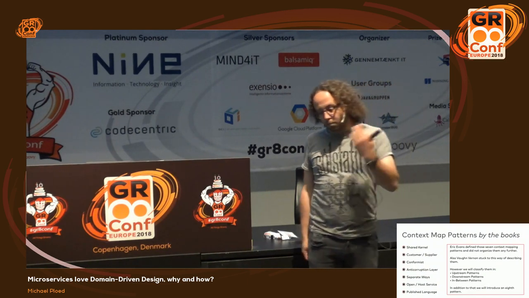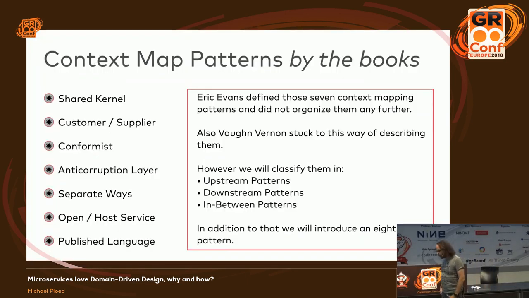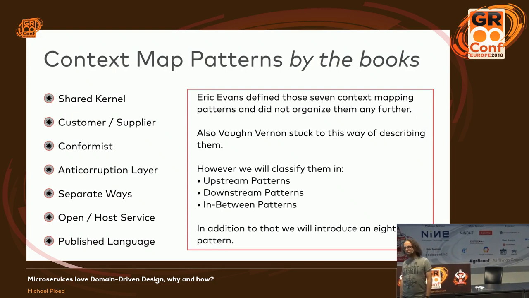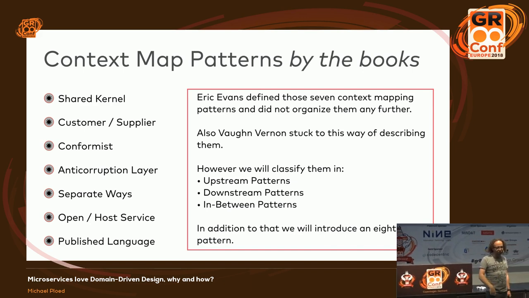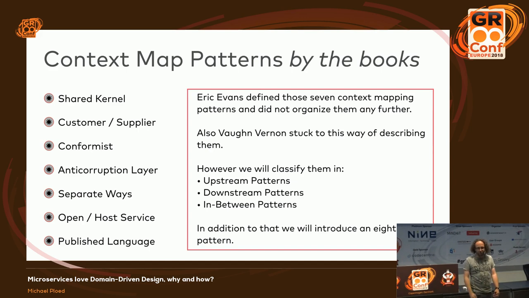Now, in the DDD books, Eric came up with seven patterns for the context map. They are detailed at the left side of that slide. However, I personally think that those patterns are a really good idea, but they are a little bit unstructured and a little bit abstract in the book. So I allowed myself to add a little bit of a categorization for them: upstream patterns, downstream patterns, and in-between patterns. If someone has a better name for the in-between patterns, I'm very happy for feedback. So if you come up with a better name, just tweet me or hit me up at the conference.